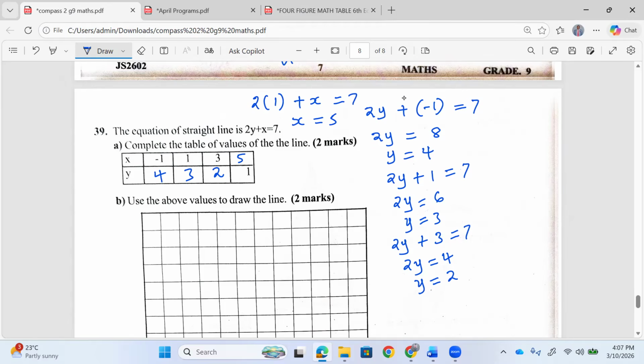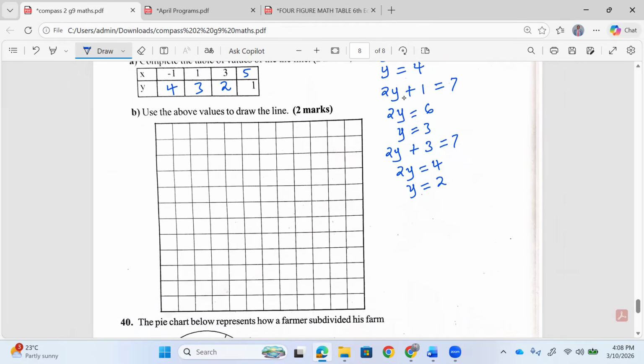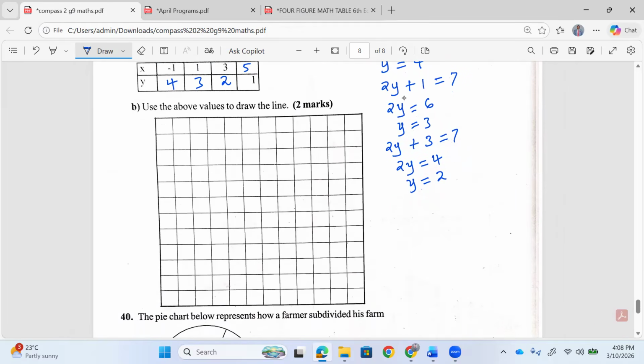You must be very good in substituting for you to find unknown values of lines, for you to fill and get the coordinates in line. Now use the values above to draw the line. Let's check. Draw the line. Let me check. I want to draw the Cartesian plane.